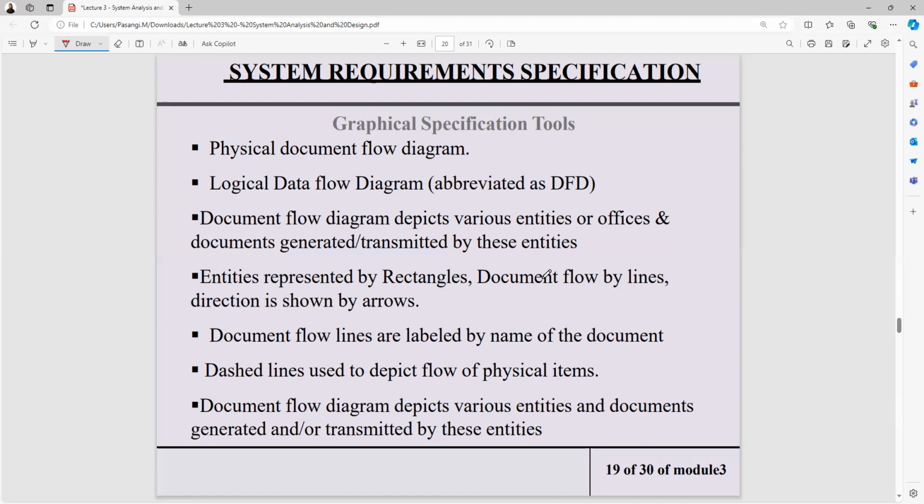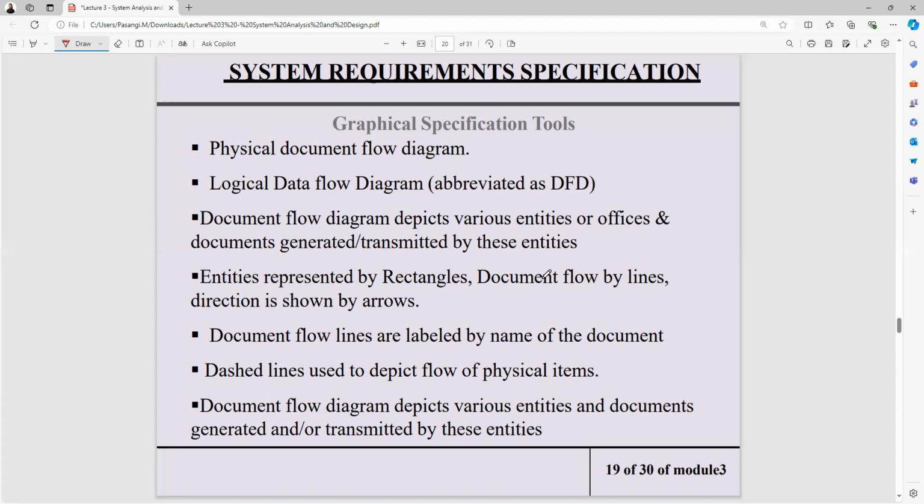And then we need to document flow lines, which are labeled by names of the document, and finally we have to use dashed lines to depict flow of the physical items. Finally, the document flow diagram depicts various entities and documents generated and/or transmitted by these entities as well.